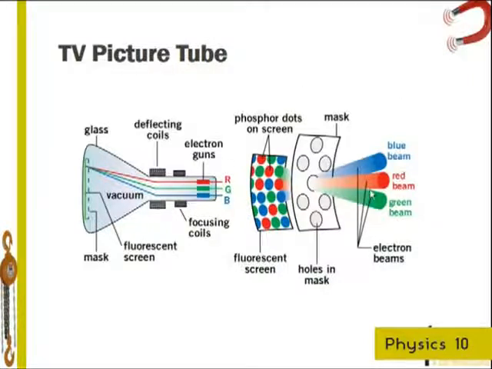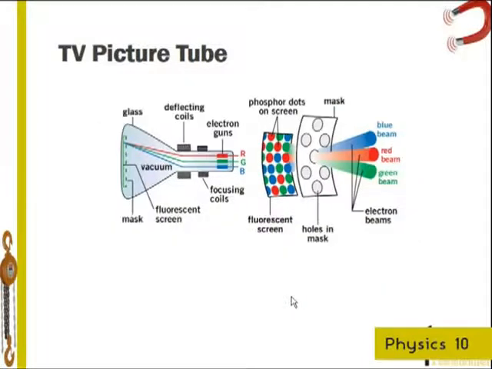Over here on the right hand side, this is a little bit more detailed to show you exactly how the electron gun, in terms of the different beams, the blue beam, the red beam, and the green beam, are focused onto the screen. We're going to talk a bit more about how these beams are manipulated inside the TV picture tube to give you an image. We're going to have a look at that in a moment.